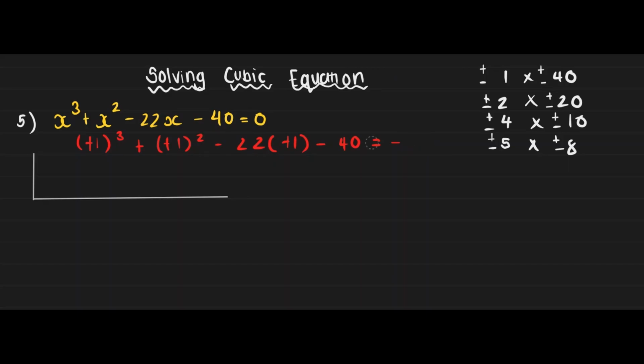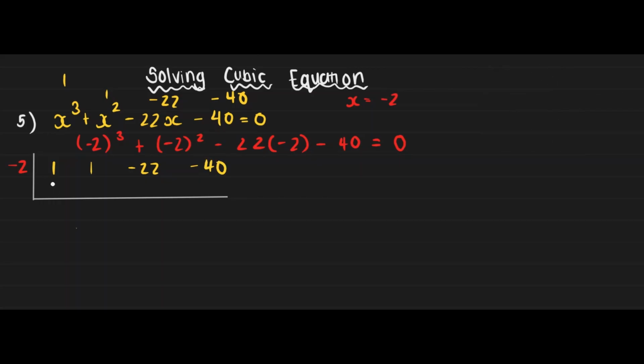So now let's try 2, negative 2 first. Then we see when we substitute negative 2, we get a 0, right? So we know that x is equals to negative 2. So this is the one that's going to come here. Then now let's find the coefficient of each term here. So the coefficient of x cubed is 1. The coefficient of x squared is 1. The coefficient of x is negative 22. And the constant is negative 40. So we're going to have 1, 1, negative 22, and negative 40.